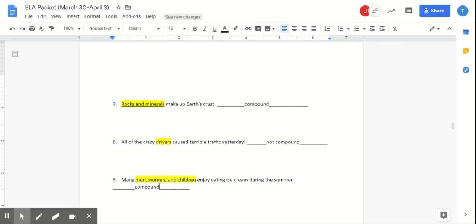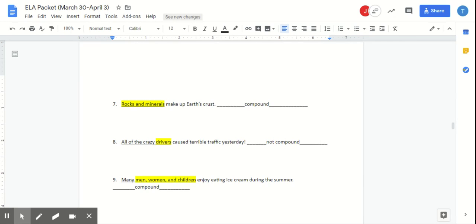Number 8, all of the crazy drivers caused terrible traffic yesterday. So, of course, I underline all of the crazy drivers because this is describing the types of drivers for the complete subject. And then drivers is the simple subject, which makes this not a compound subject. I do not have multiple people listed. I'm not saying the drivers and passengers. I'm just talking about drivers right now.